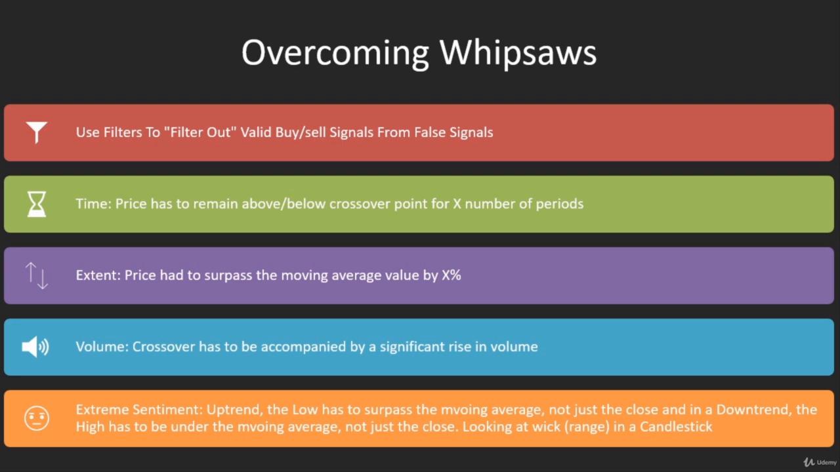And then in a downtrend, the high, the top part of the upper shadow, the top part of the wick, would have to cross under the moving average. Not just the close, but you're looking at the wick and you're looking for it to cross as well in that range in a candlestick too.